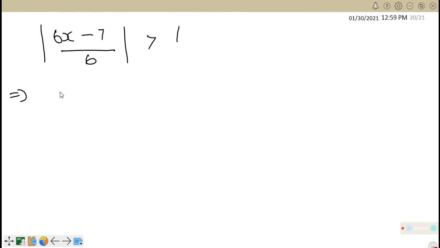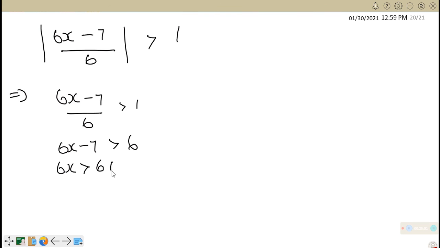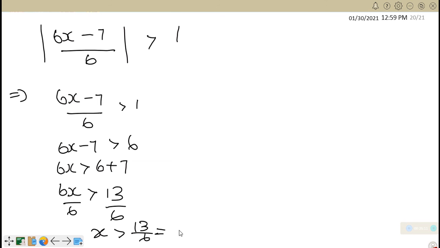Then we can have both sides of the inequality. 6x minus 7 over 6 greater than 1. We have 6x minus 7 greater than 6. Okay, 6x is greater than 6 plus 7, and 6x is greater than 13. Dividing both sides by 6, we have x greater than 13 over 6, which is 2 and 1 over 6.